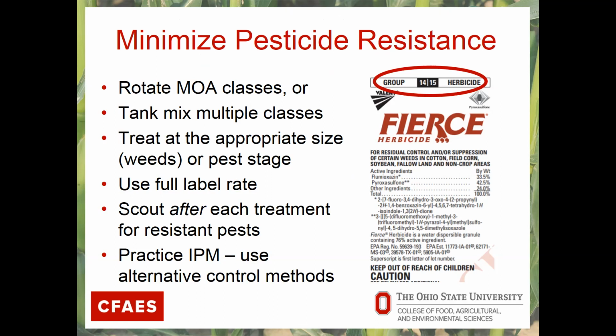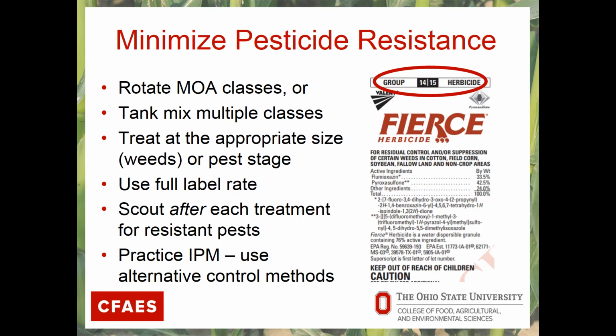group numbers. And in addition to this, rotating the classes of the chemistry, more than one chemical class can be tank mixed to achieve the same results as alternating pesticides. Another way to manage resistance includes treating the pest at the most susceptible stage. For example, treating weeds before they exceed the size limitation on the label.